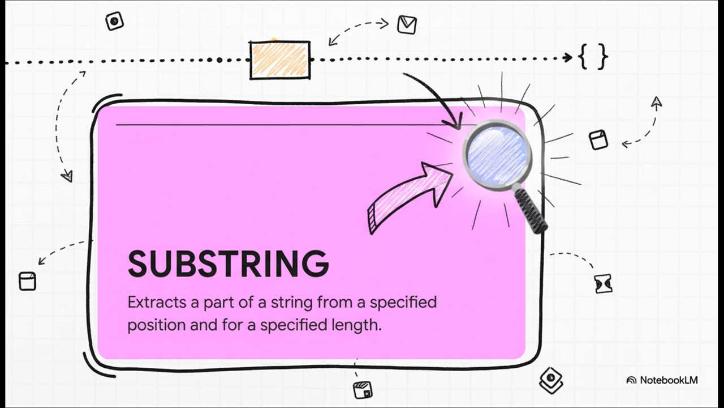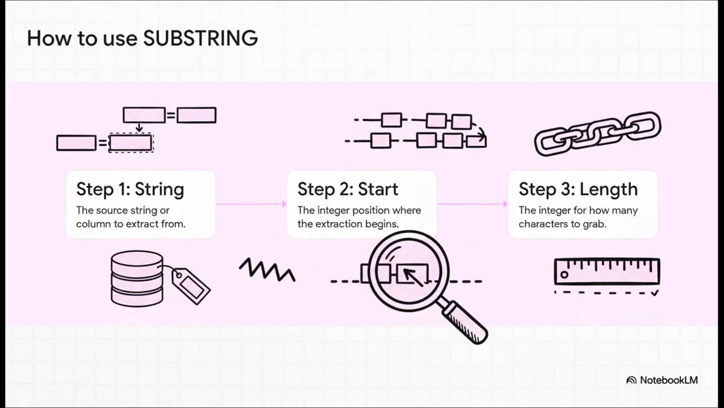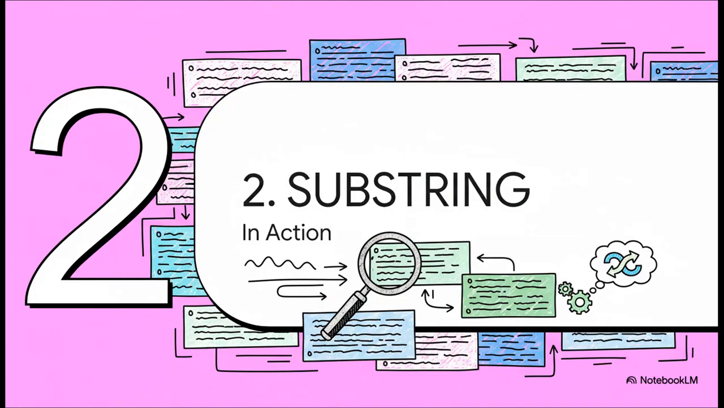It's all about extraction. And the best part? Using it is as simple as 1, 2, 3. Seriously. First, you just point it to the string or the column you want to work with. Second, you give it a number. That's your starting position. And third, you tell it exactly how many characters you want to snatch from that spot. That's it. All right, theory is great and all, but let's see how this thing actually works with some real data. That's where the magic happens, right?